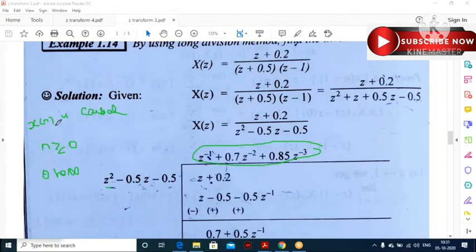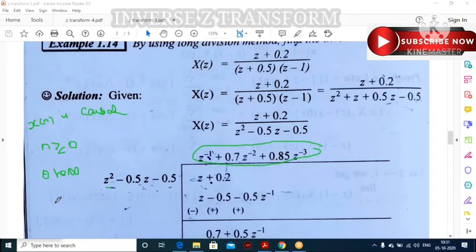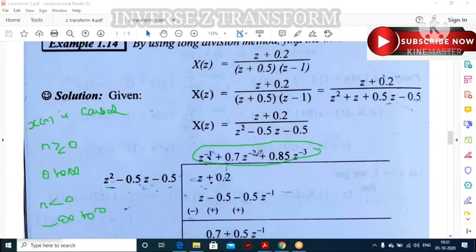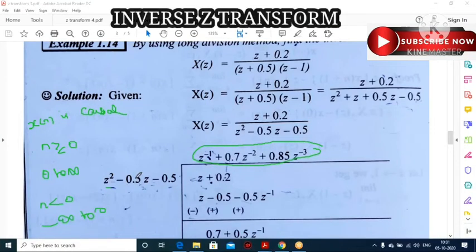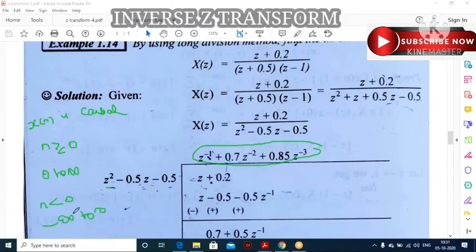Suppose x of n is non-causal. In this problem x of n is non-causal, so you have n less than 0. N less than 0 means it starts from minus infinity to 0. When it is minus infinity to 0, all the powers of z become positive powers. Then it comes under non-causal. This is a trick for you. Causal means negative power, and non-causal means positive power.